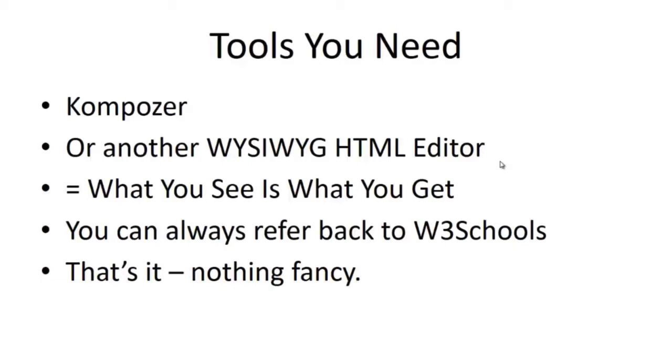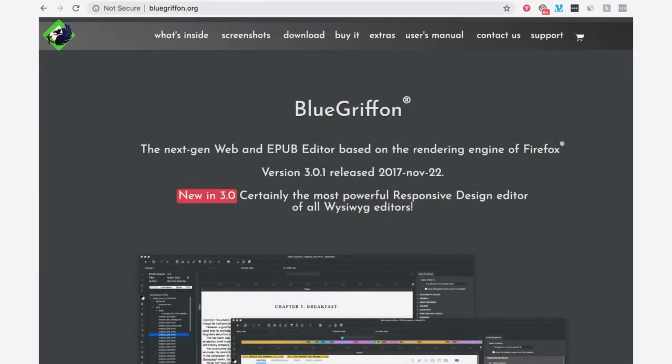So that's it. Nothing really fancy. Just go ahead and choose your own HTML editor. Blue Griffin is a good one. You see it on the screen as a web editing tool, and the code will actually be shown on the back end. This one is for Windows. So if you're using a Mac or a Linux computer, that's fine. It is compatible with those as well.